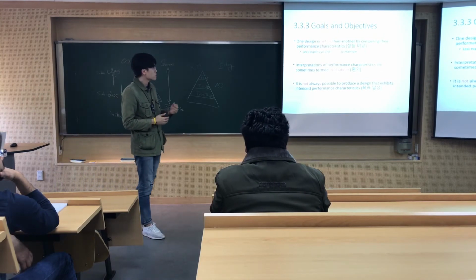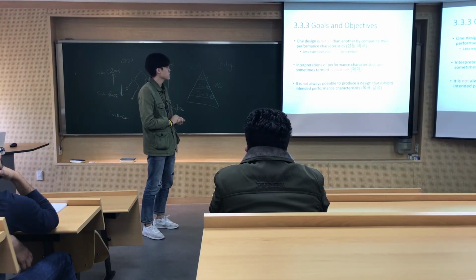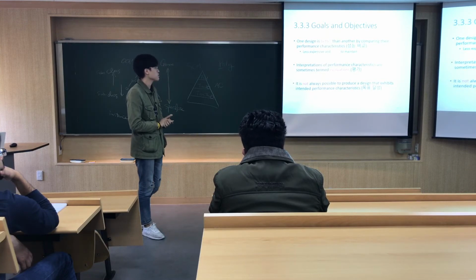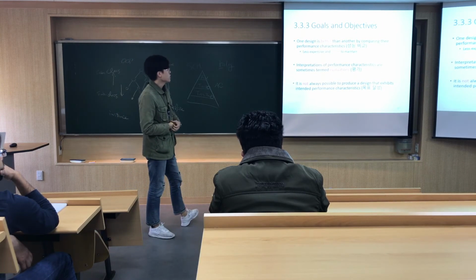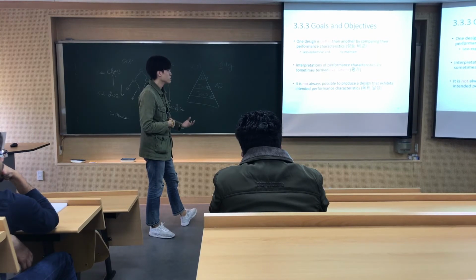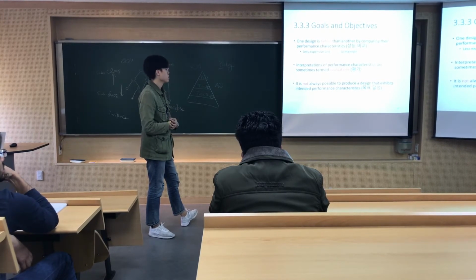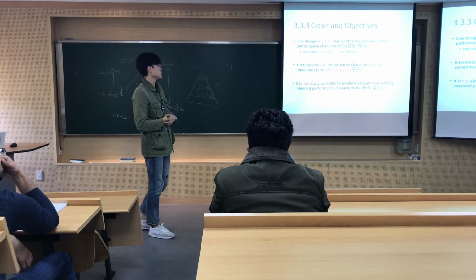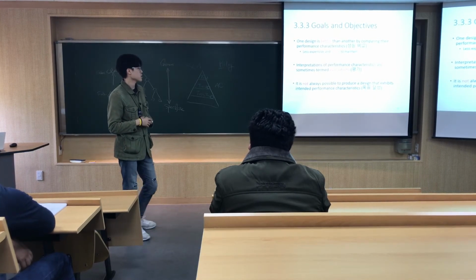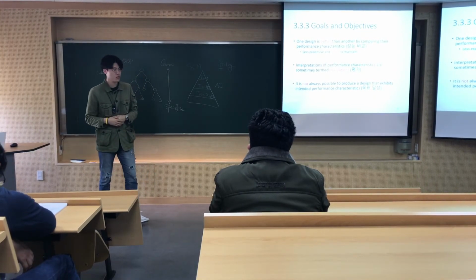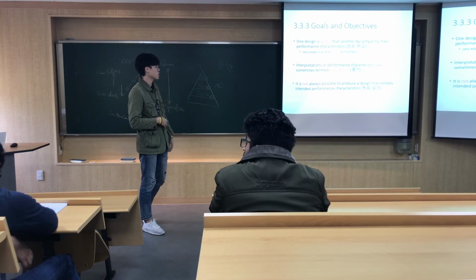One design is better than another by comparing their performance, it's obvious. If it's less expensive and easier to maintain, you can call it a better design. It is sometimes called evaluation. From the evaluations, you can say this is better, and this is better, or the other thing is better. It is not always possible to produce a design that exhibits intended performance characteristics. Sometimes it can exceed or sometimes it lacks.